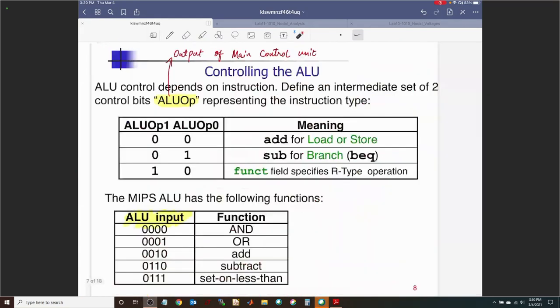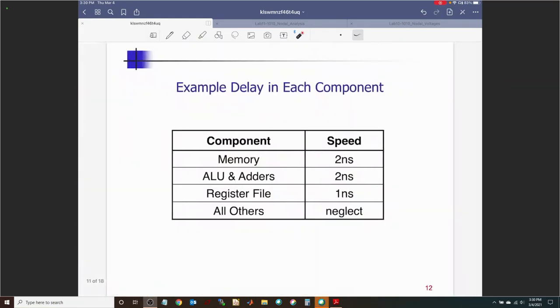Okay, let's go over here, and now let's talk about a different thing. The next thing we are going to talk about is the delay through each of those components. So if we try to classify the components that we have been looking at in our block diagrams, you could classify them as memory, or ALU and adders, or register file, and everything else. The reason why we are classifying them into different types is because the access times, meaning reading and writing times to each of these components, could be different.